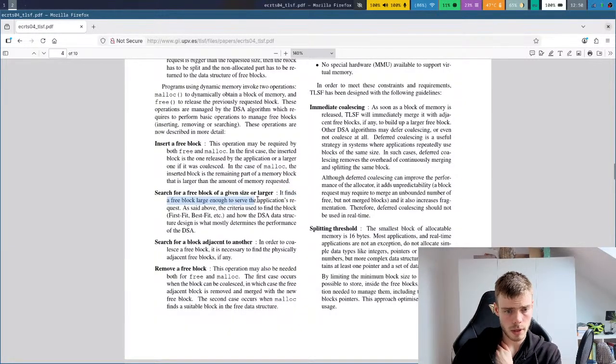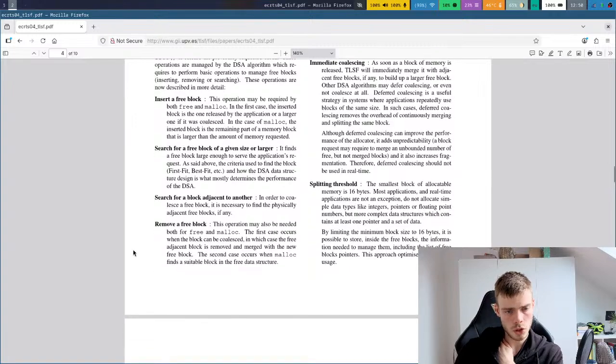Search for a free block of a given size or larger. It finds a free block large enough to serve the application request. As said above, the criteria used to find the block, first fit, best fit, etc., and how the DSA data structure is designed is what mostly determines the performance of the DSA. Search for a block adjacent to another. In order to coalesce a free block, it is necessary to find the physically adjacent free blocks.